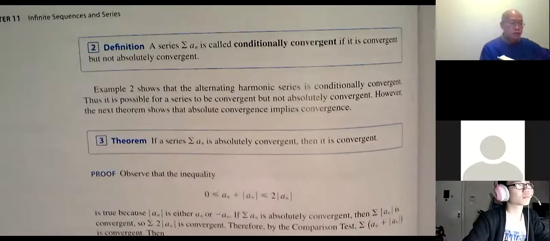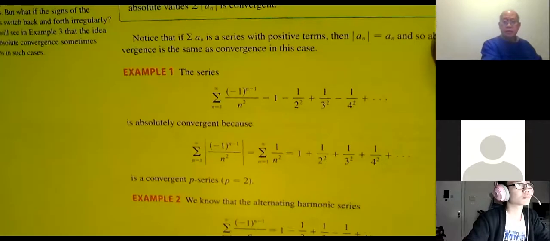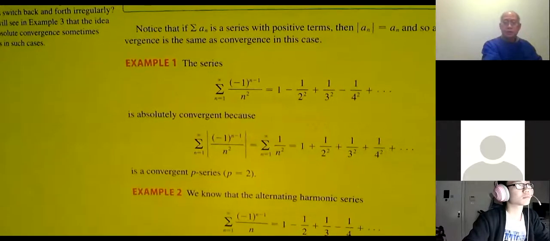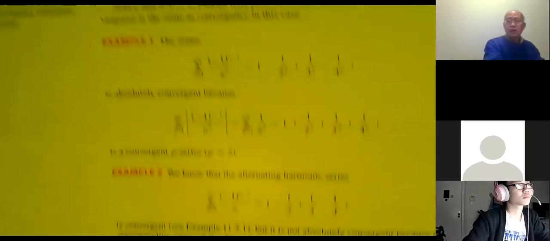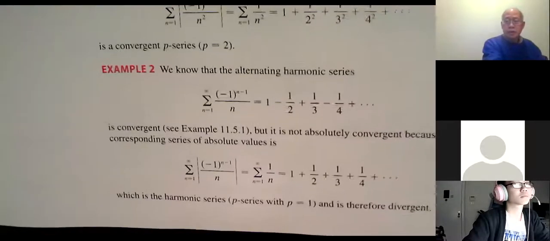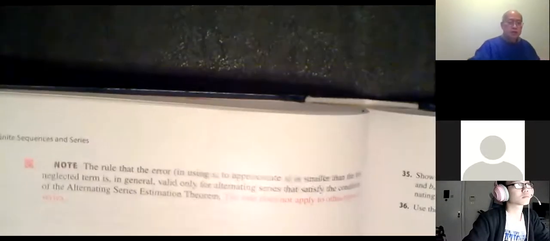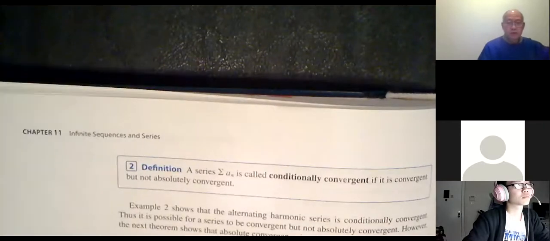Okay? So the series I just showed you, the alternating harmonic series, right? It converges, but if I take the absolute value of all the terms, then they're all positive, it won't converge. So that's what's called conditionally convergent.